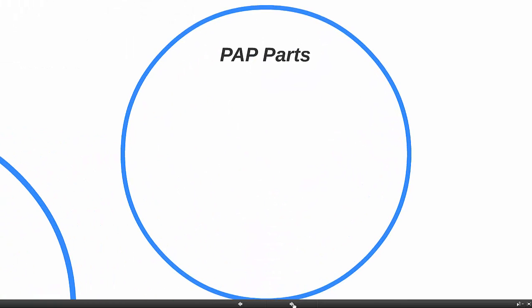So let's start with a quick discussion of the PAP parts, and then the rest of this lecture will be looking more closely at each one of those parts. The PAP, while it is a package policy, is a little different from the homeowner's policy in that it's not split into two separate sections, one the property section and one the liability.